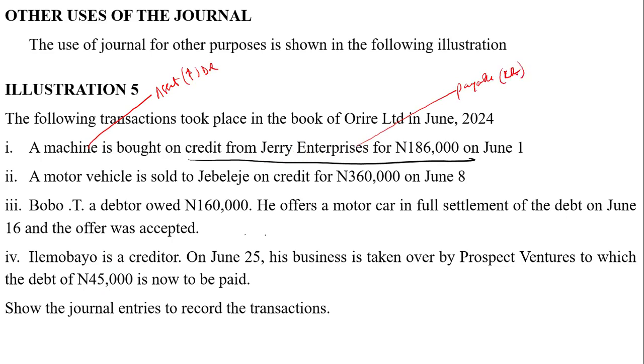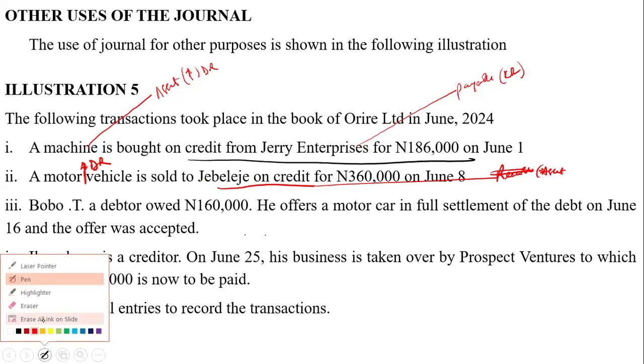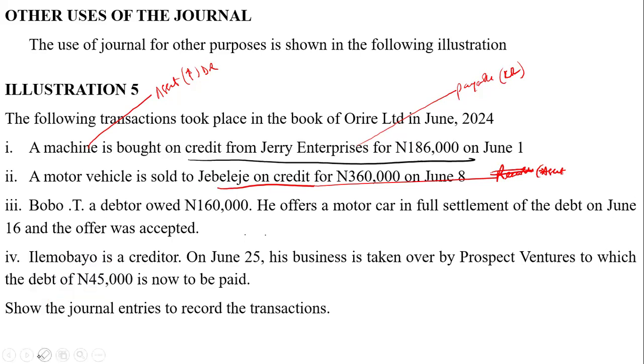Now, motor vehicle is also an asset. It's increasing. So when an asset increases, what does the rule say? Remember, going back to our matrix, we debit. You can see sold to general on credit. This person, something we have sold to, is a receivable, and that is a sale, because we are selling. Now a motor vehicle sold to Jeje Lola. So Jeje Lola is what? We sold.